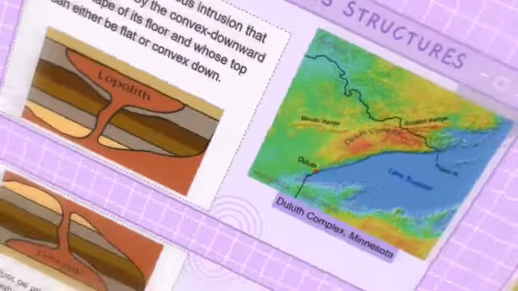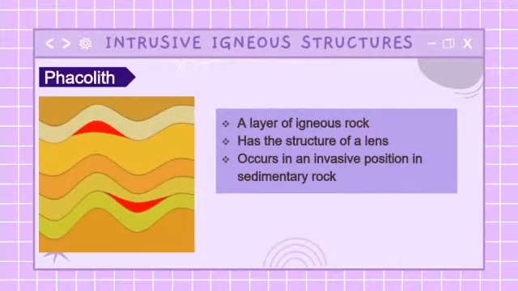The next one is Facholith. Facholith is a layer of igneous rock which has the structure of a lens and which occurs in an invasive position in sedimentary rock. So, kani siya Facholith. Mura siya lens nga ni kuan siya sa mga ubang rock layers. Pero wala ko example ani niya kay wala ko kitang example sa internet man. So, move on ta sa next one.